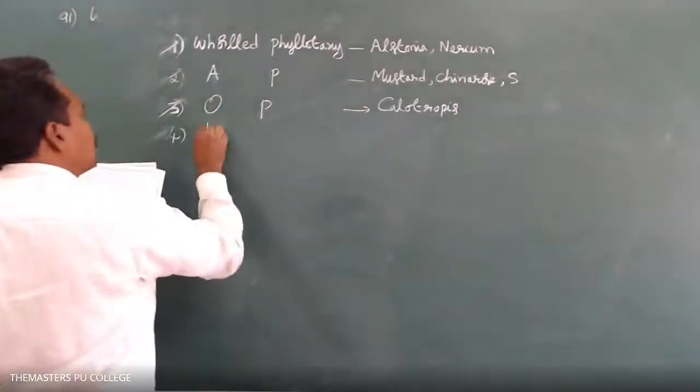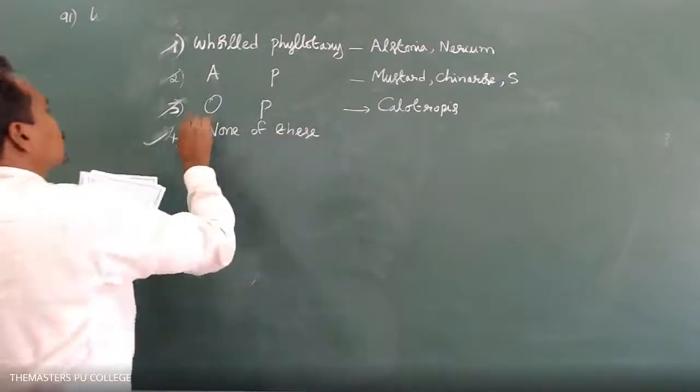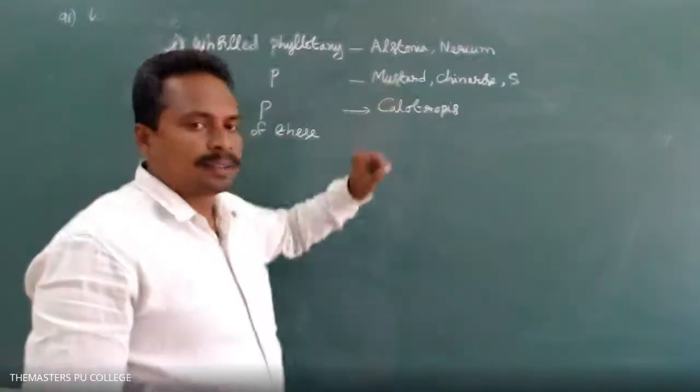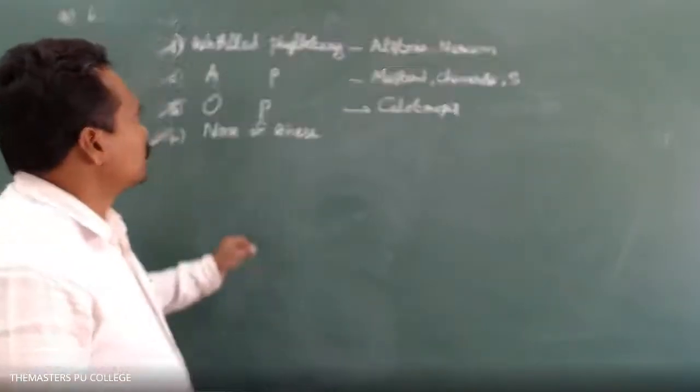Fourth option, none of these. Very good. Fourth option. In Alstonia medium, how are the leaves arranged? Whorled phyllotaxy, in a cyclic manner, cyclic phyllotaxy.